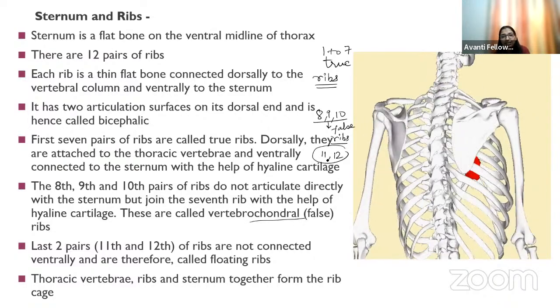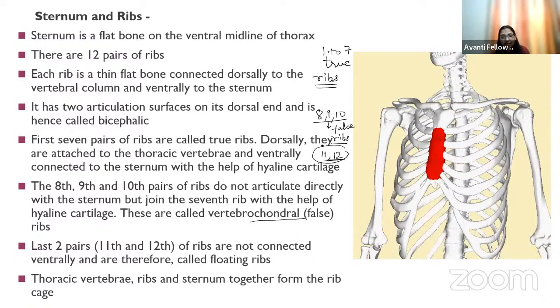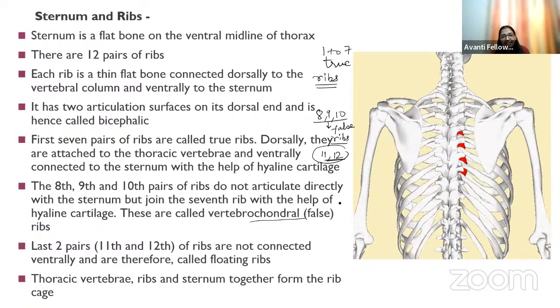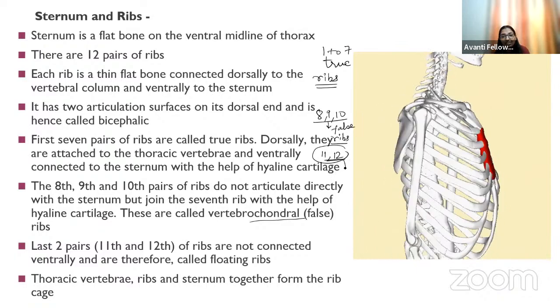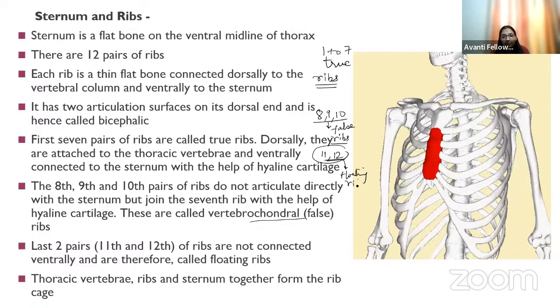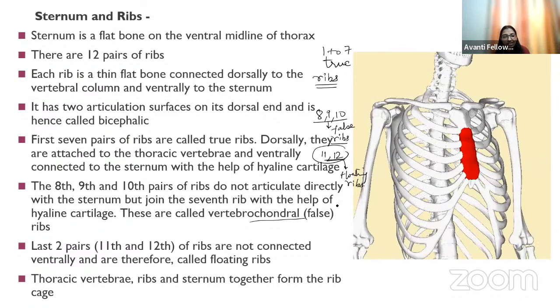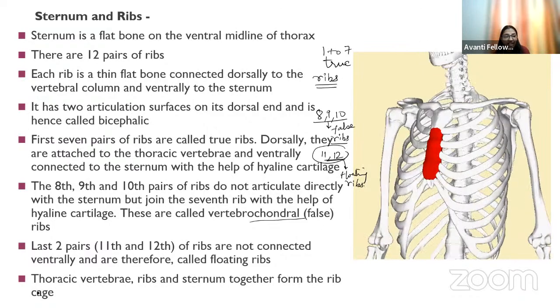The 11th and 12th are the floating ribs, because dorsally they are attached to the vertebral column, but ventrally they are not attached. So these are known as floating ribs. The thoracic vertebrae, ribs, and the sternum together form the rib cage.